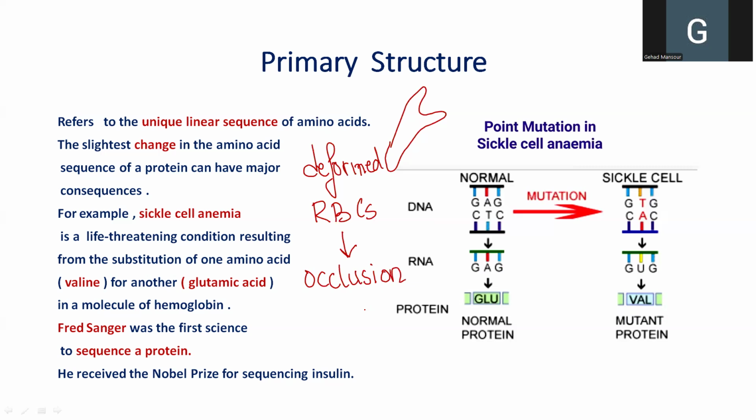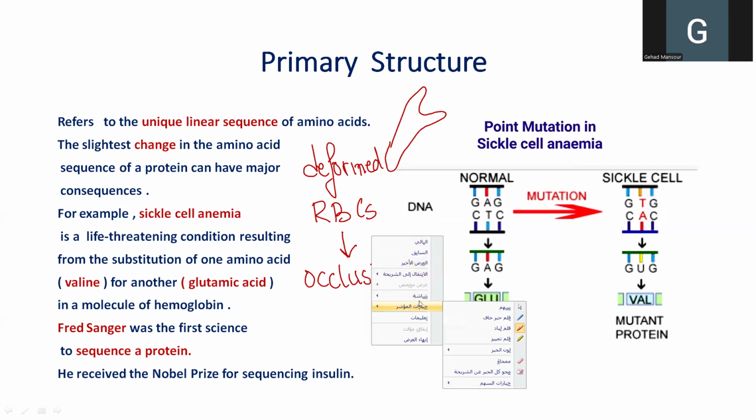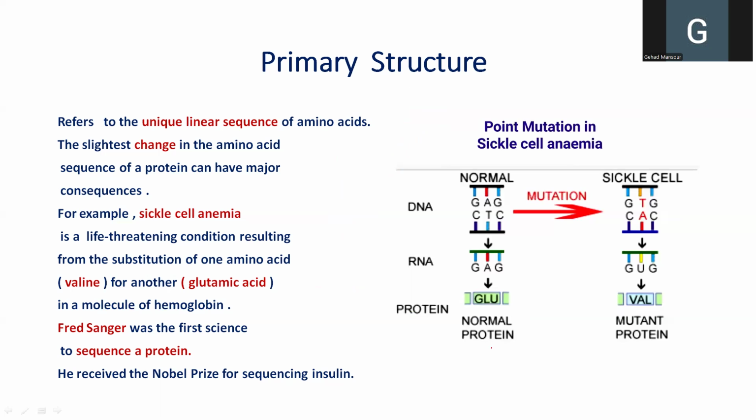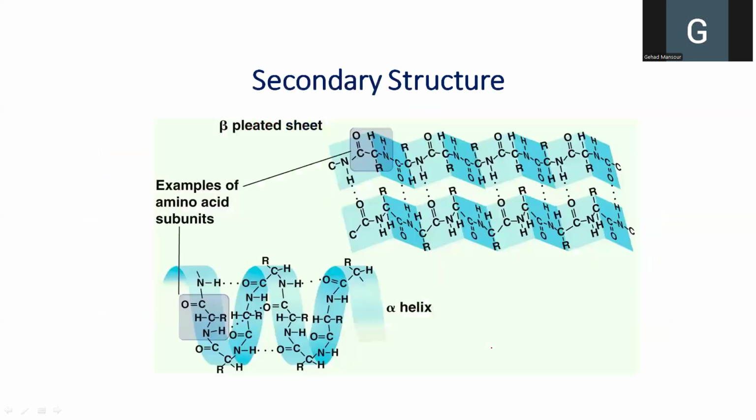The first scientist who sequenced amino acids or sequenced proteins in general was the scientist Fred Sanger, and he received the Nobel Prize for having sequenced the famous polypeptide hormone, which is insulin. So in the primary structure, we just have peptide bonds between the amino acids, as we said before.